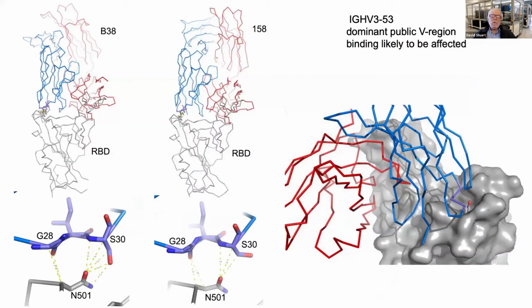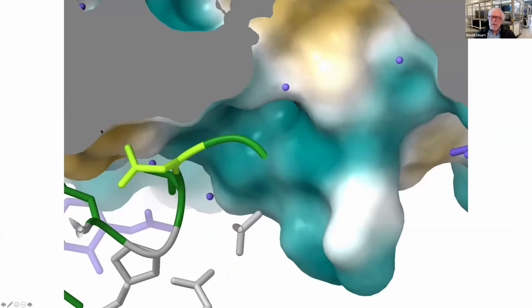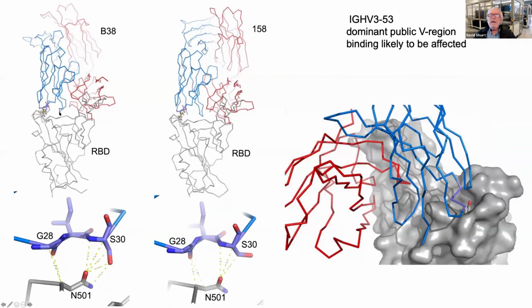But this is what is really interesting. These are those very important public antibodies. This is how they bind. The key thing in the binding I talked about was the heavy chain, but the light chain also interacts.